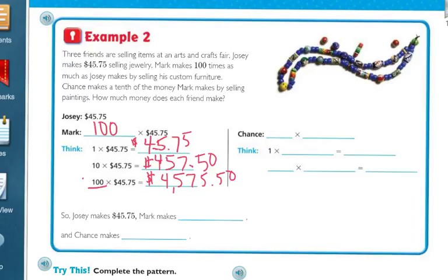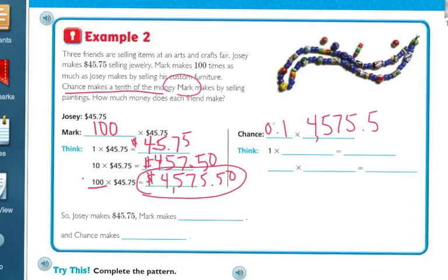Well, Chance is 1/10, right? So you can write it as 1 over 10, or you can just write it as 0.1, right? Let me fix that. So this is going to be 0.1 times $4,575.50. Because remember that it says that Chance makes 1/10 as much money as Mark. And we know how much money Mark makes because we already worked that up.